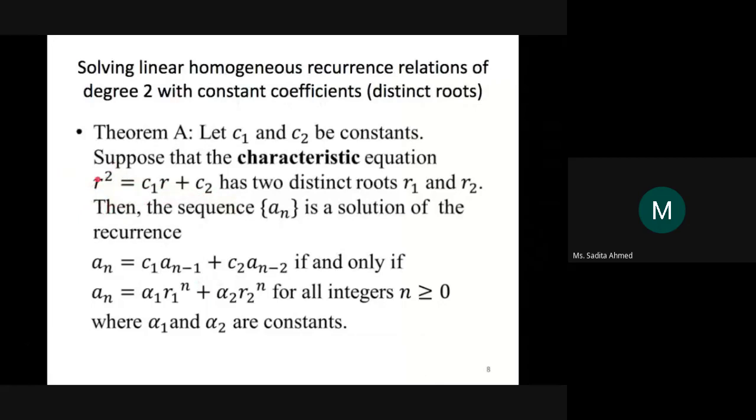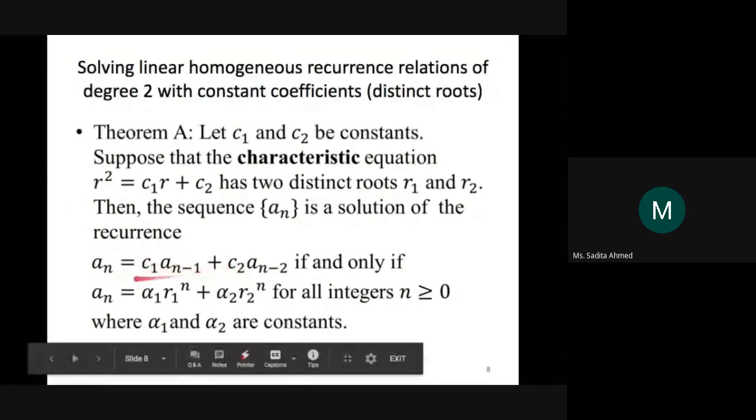If the roots are distinct, in that case, we can say that the recurrence relation we are trying to solve can be solved using this equation. There is a one-to-one correspondence between this recurrence relation and this equation: An is equal to alpha 1 into r1 to the power of n plus alpha 2 into r2 to the power of n, where alpha 1, alpha 2 are constants and r1, r2 are the roots that you derived from the characteristic equation. Alpha 1 and alpha 2 are constants; we have to solve for alpha 1 and alpha 2.